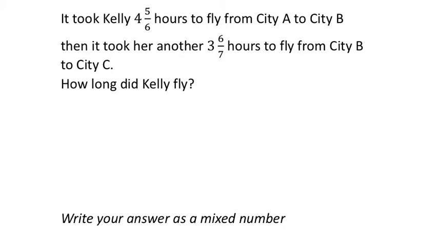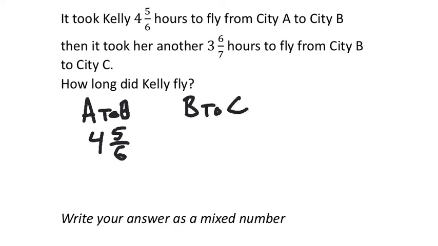Now, we see that Kelly's flying from city A to B, and then B to C. So there are two legs to this trip. We want to know how long Kelly was flying. And yes, we do get to assume that she's in an airplane, I guess. The 4 5/6 hours, that's from city A to B, right? So I'll write 4 5/6 hours. And then she's going to fly from city B to city C, and that takes 3 6/7 hours.